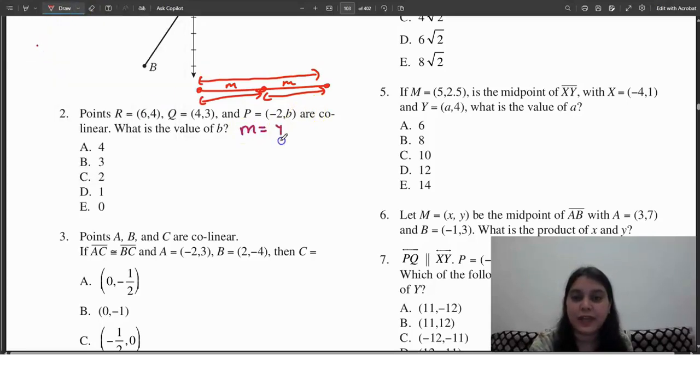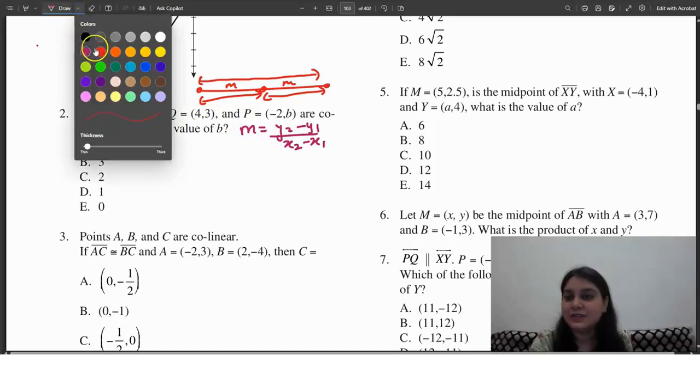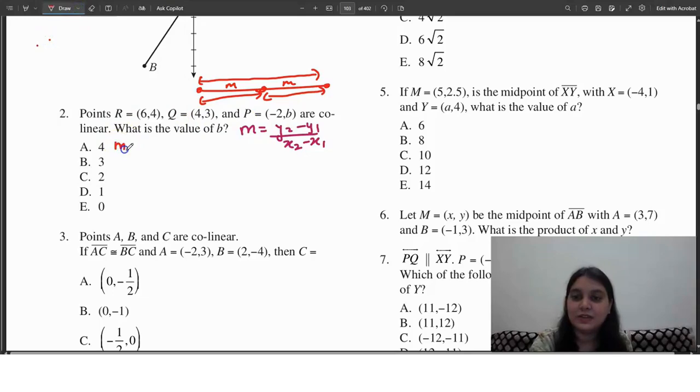Formula for slope is y2 minus y1 upon x2 minus x1. And here the sequence is pretty much important. So if you're taking this as y2, this would be x2. You can't reverse the order here. So we'll use this formula. Slope of RQ is equal to y2 minus y1, so that is 4 minus 3 upon x2 minus x1, 6 minus 4. So that's coming as 1 by 2.